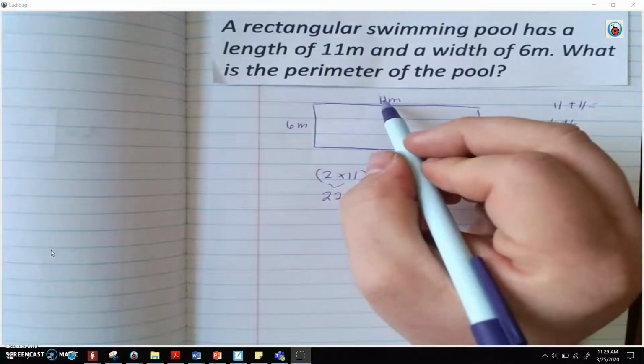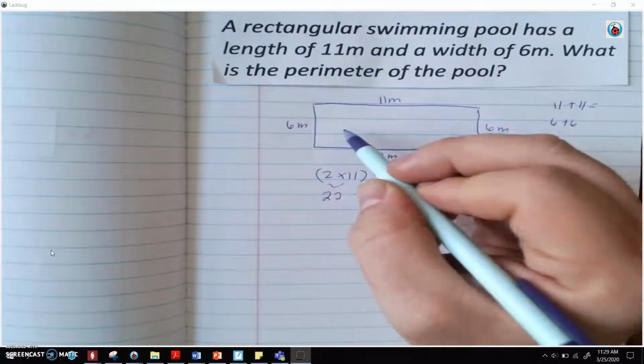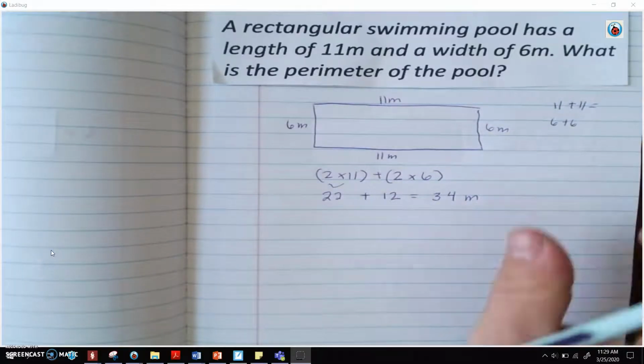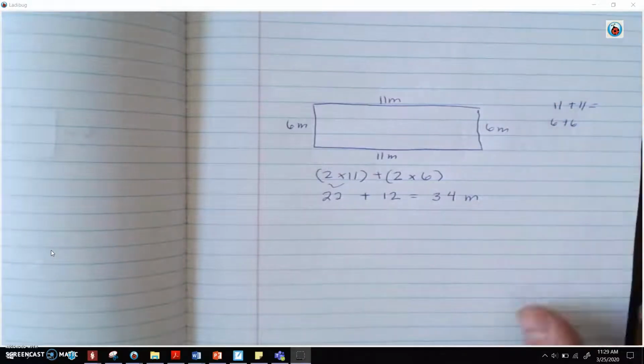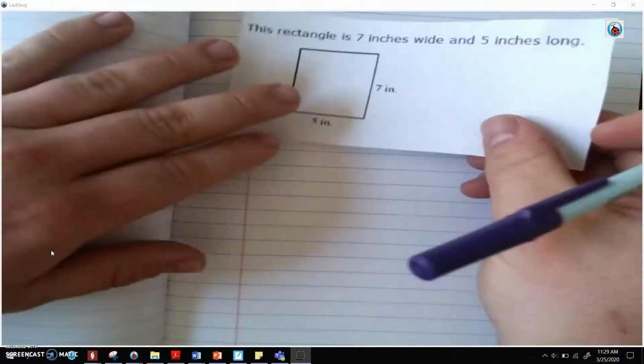I could have also just added 11 plus 6 plus 11 plus 6, or 11 plus 11 plus 6 plus 6. This is how I could use multiplication to kind of simplify it. So I'm going to do one additional problem, to make sure everybody's understanding. So I have another one.